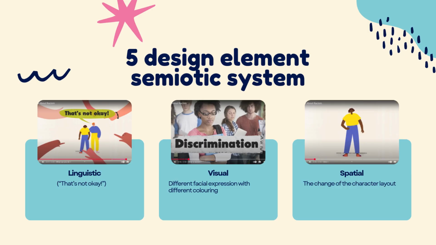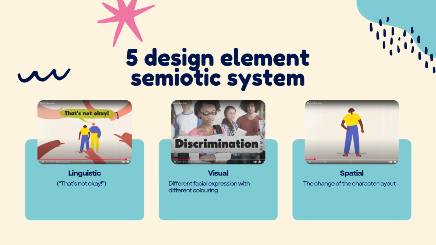Five design elements. Before we analyze, let's adopt a simple lens made of five design elements that work together to shape meaning. The first is linguistic. Short, values-laden lines such as "that's not okay" anchor the message and signal stance. The second is visual. Faces and color shifts cue emotions and values, with warmer and brighter tones when inclusion is modeled, and cooler or duller tones when exclusion appears.